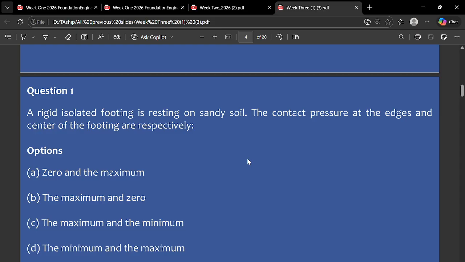So let's talk about this: if you have a certain isolated footing resting on the soil, you need to analyze how much pressure gets developed at the edges and at the center of the footing. In both the rigid footing and the flexible footing, the pressure distribution and the settlement distribution will be different. That type of question you need to interpret.